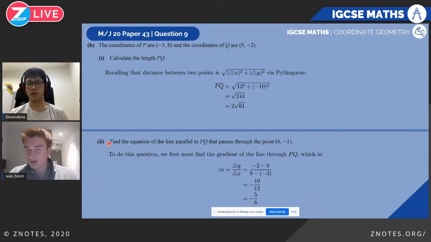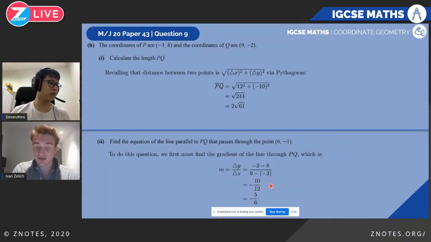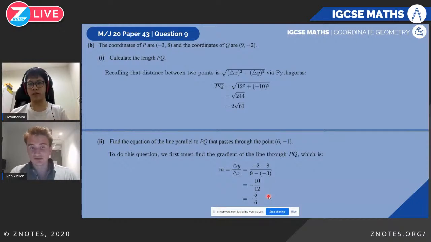We have that it's parallel to PQ. So we do know a gradient. We just have to calculate the gradient between P and Q. So the gradient is change in y over change in x. We select Q first and then P. So change in y between Q and P is -2 minus 8. And the change on x is 9 minus -3. When we do that, we get -10 on 12, which is -5 on 6. That's the gradient of PQ.